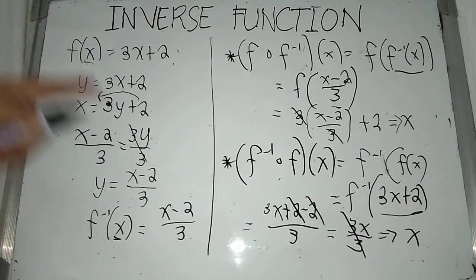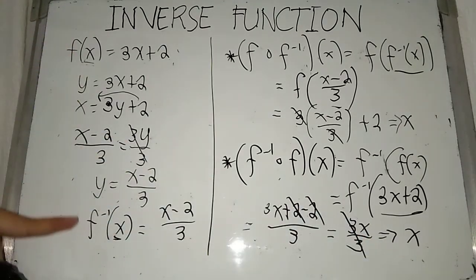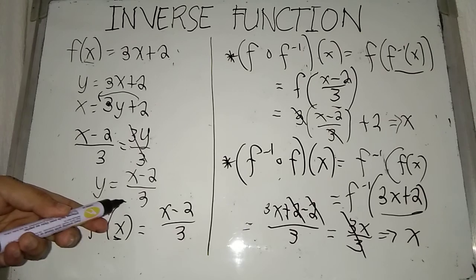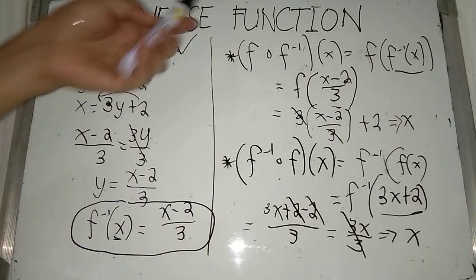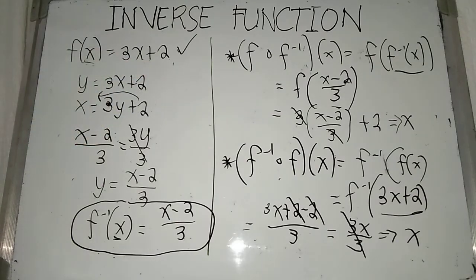Are they having the same result, x? Yes. Therefore, the original function f and f inverse are really inverses to each other. So this is really the inverse function of the function 3x plus 2. If you will try to do the graph of 3x plus 2 and x minus 2 over 3, they are really mirror images of each other.